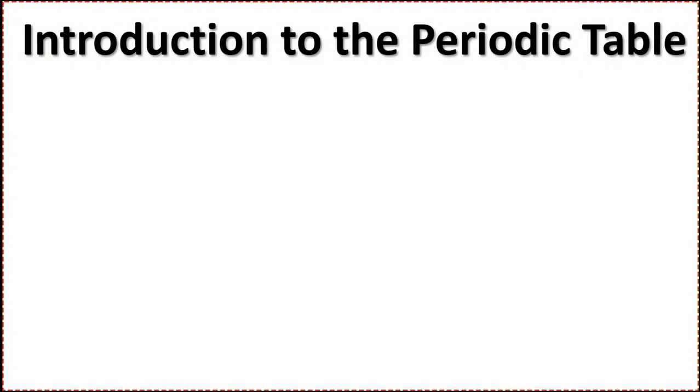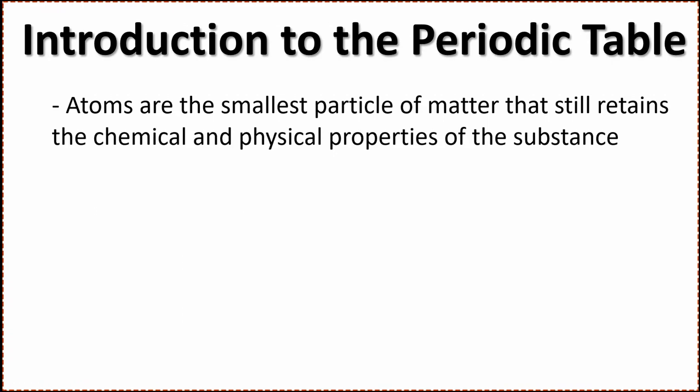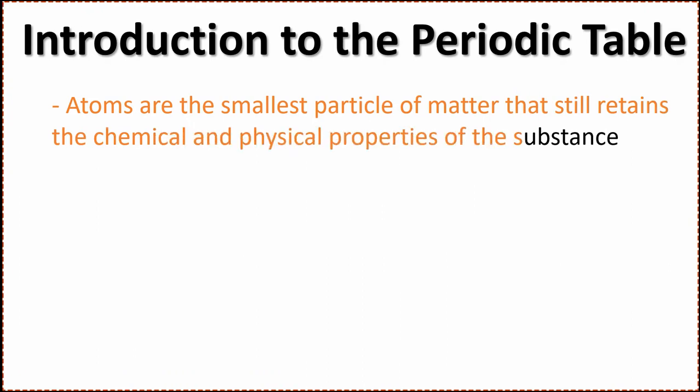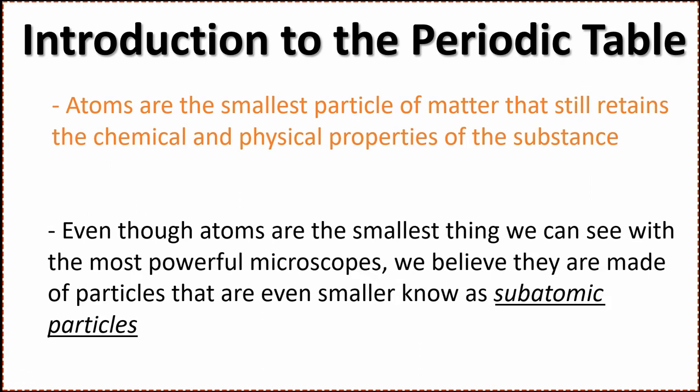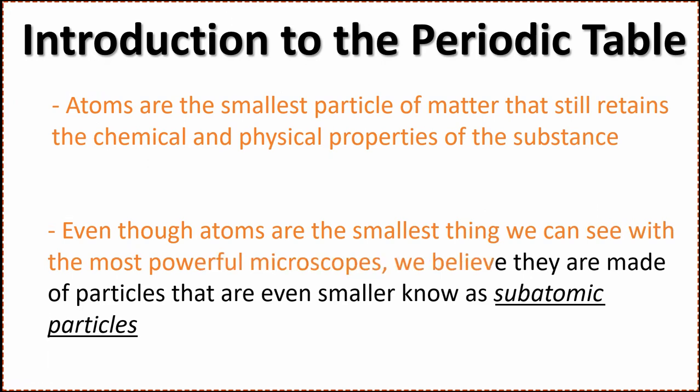Let's take a look at the periodic table, a little introduction to it. So atoms are the smallest particle of matter that still retains the chemical and physical properties of the substance. So even though atoms are the smallest thing we can see with the most powerful microscopes, we believe they are made of particles that are even smaller, known as subatomic particles.